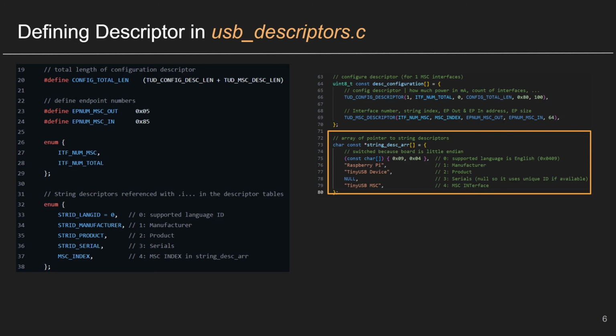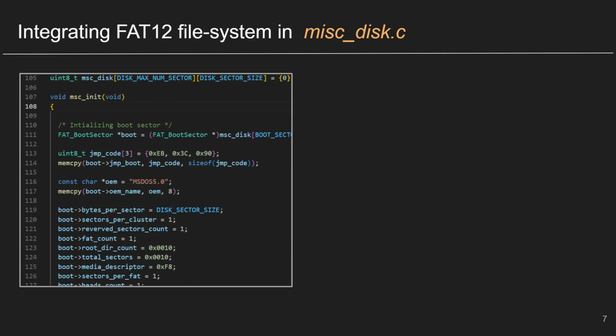The descriptor file just adds the USB identity layer so our Pico can be recognized as a mass storage class device by the host computer. Now we will integrate our previously implemented FAT12 file system with the Pico project.